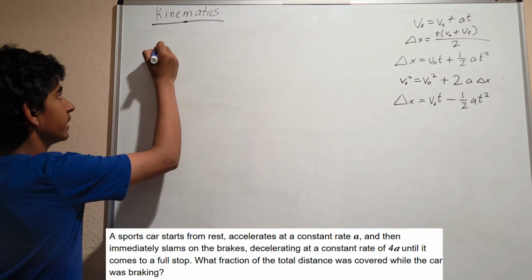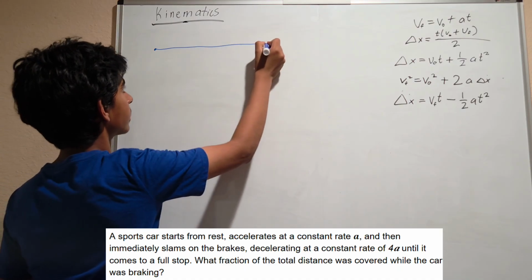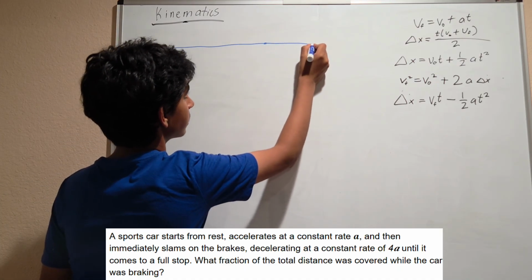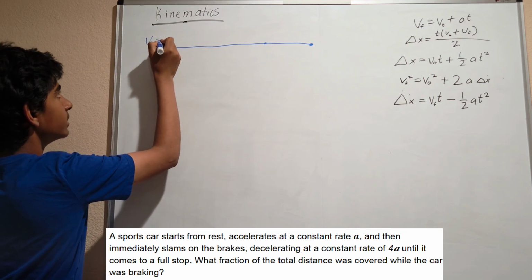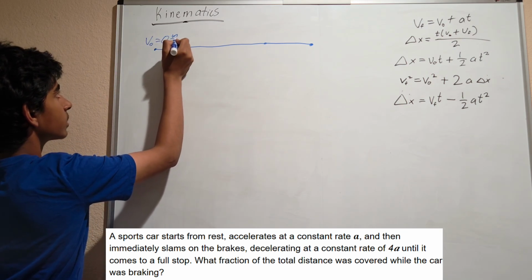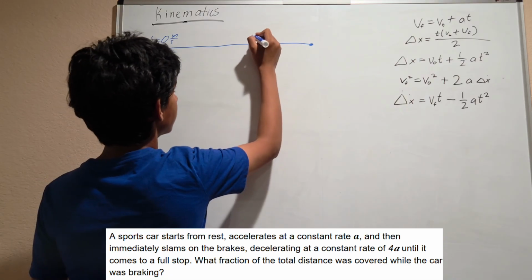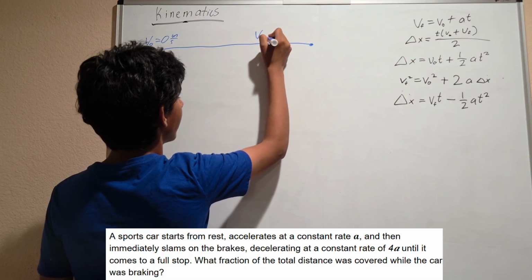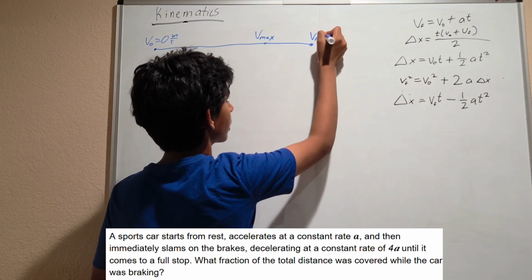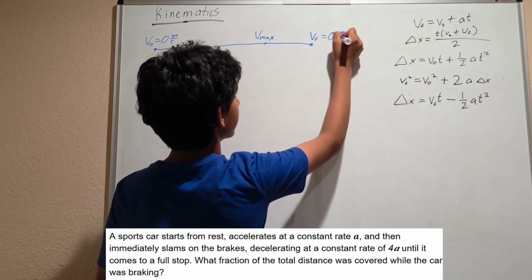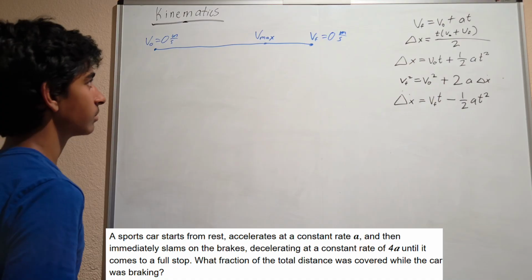So it might look something like this, where it started there, accelerated until here, and then came to a stop here. So we know that the initial velocity is 0 meters per second. Here is the maximum velocity, and here is the final velocity, which we also know is 0 meters per second because the car comes to a rest.